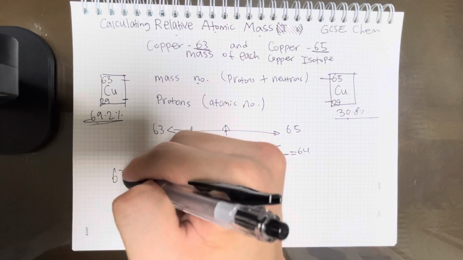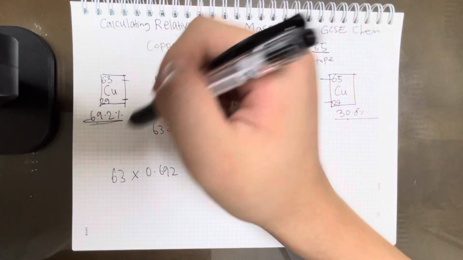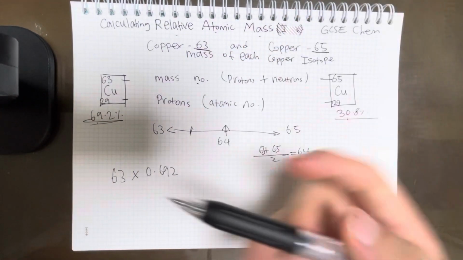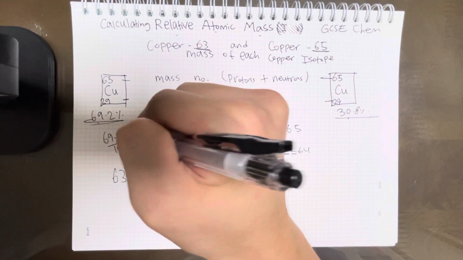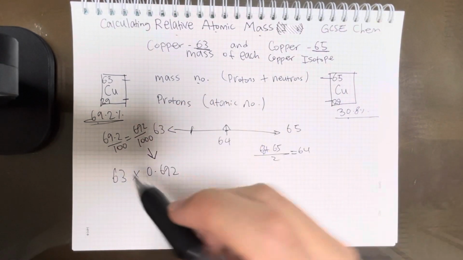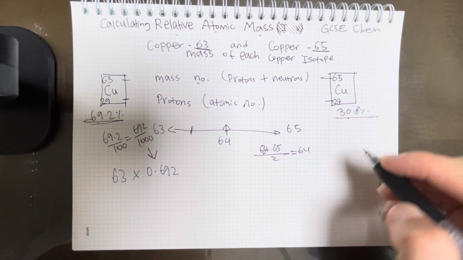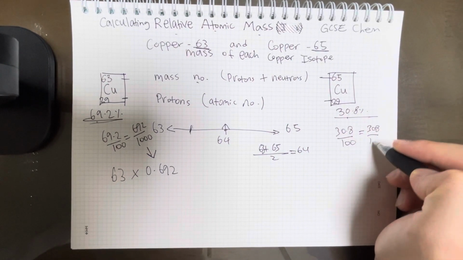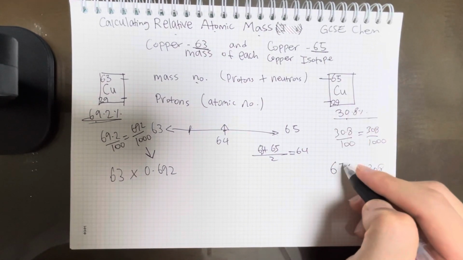Well, just multiply 63 by 0.692. To do this, you need to know how to convert percentages to decimal form. Basically, 69.2% means 69.2 out of 100, or you could get rid of the decimal place, so 692 out of 1,000. If you convert 692 out of 1,000 to decimal form, it's going to be 0.692. 3 decimal places because there's 3 zeros. Same with 30.8. 30.8 is 30.8 out of 100, which is equal to 308 out of 1,000. So it's going to be 0.308 multiplied by the mass, 65.